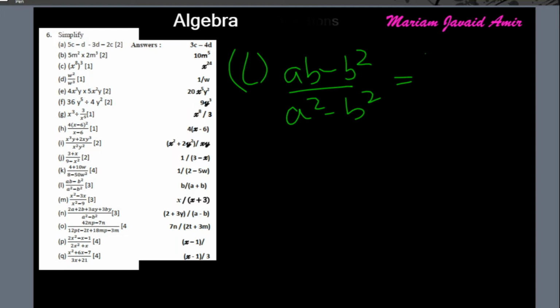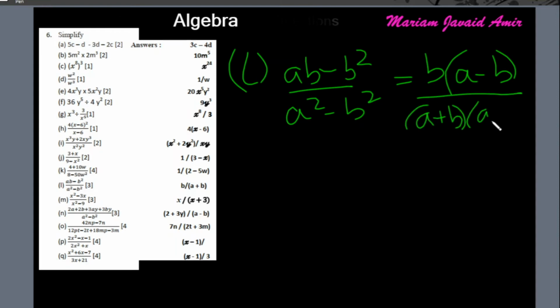Next up is part L, which is ab minus b square over a square minus b square, factorized. In the numerator we can take b common and then we'll be left with a minus b in brackets. Over in the denominator we'll apply the formula a square minus b square equals a plus b times a minus b. A minus b and a minus b will get cancelled. B over a plus b is the answer.